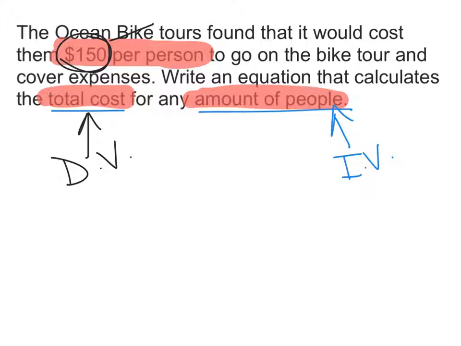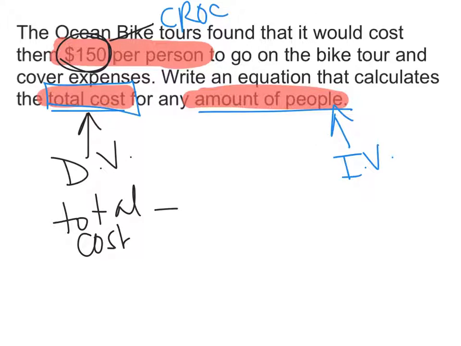$150 per person would be my constant rate of change because each person that I add, the cost would go up by $150. So if I take a look, I'm finding total cost, so that's going to be on one side of my equation. So total cost equals $150 times the number of people.